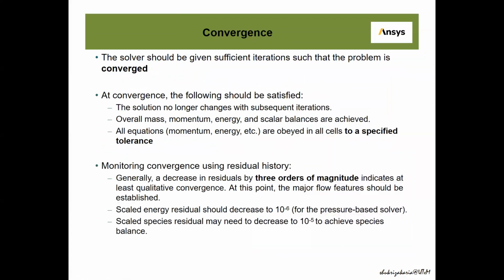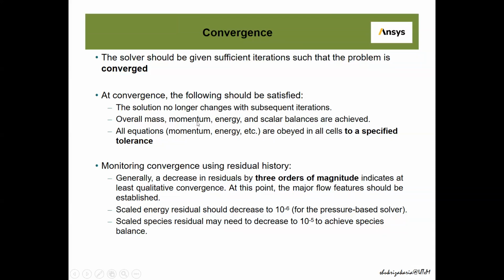Convergence, the solver should be given sufficient iteration such that the problem is converged. At convergence, the following should be satisfied. Okay. Macam mana kita nak tahu solution tu converge ke tak converge? The solution is no longer changed with subsequent iteration. So bila you iterate, solution tu dah maintain sama je. Okay, so itu kita boleh cakap sebagai converge lah.